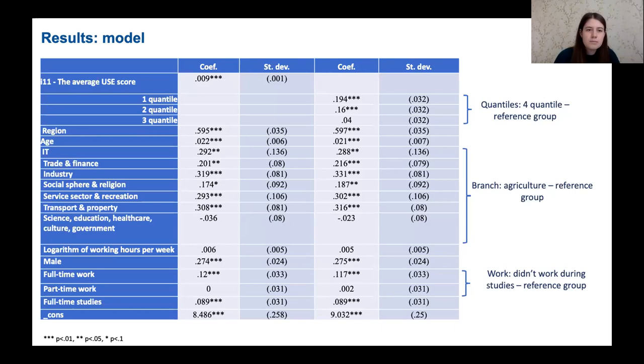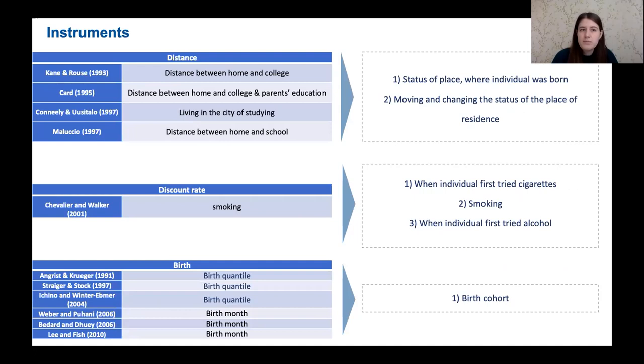Now let's talk a little bit more about instruments. The instrumental variable approach is a controversial issue because it's really difficult to find an appropriate instrument, and we decided to analyze instruments which were used in previous articles, and we decided to test these instruments in Russian reality and using this data.